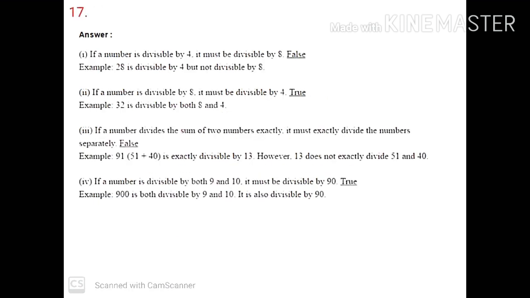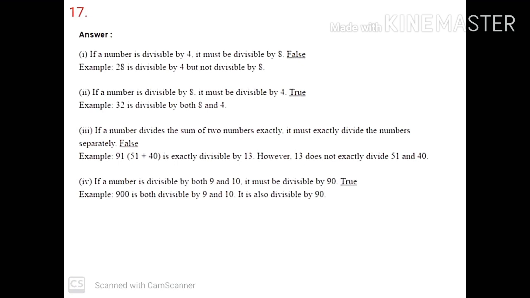We have to say true or false against the given statements. So it's given that if a number is divisible by 4, it must be divisible by 8. False. Example is 28, which is divisible by 4 but not by 8. Second is, if a number is divisible by 8, it must be divisible by 4. Yes, if a number is divisible by 8, it must be divisible by 4.